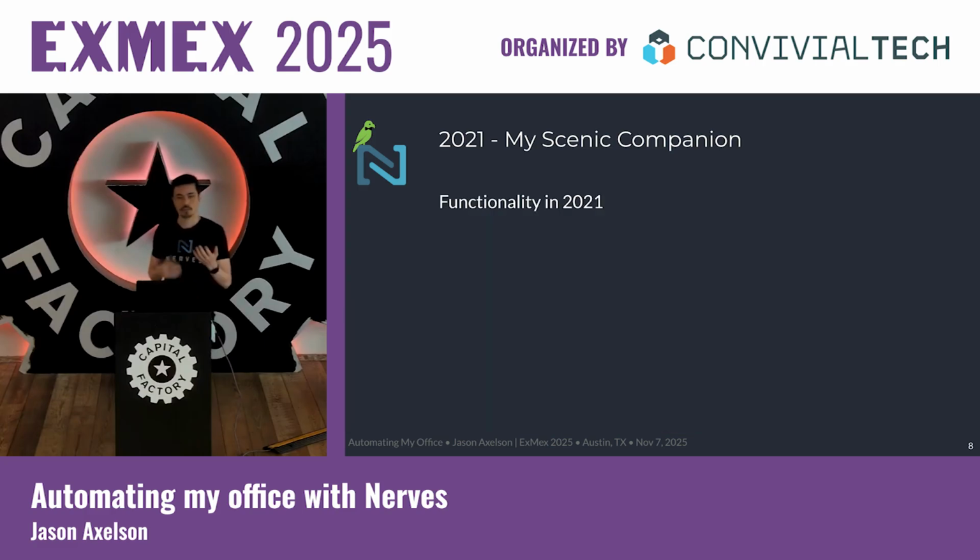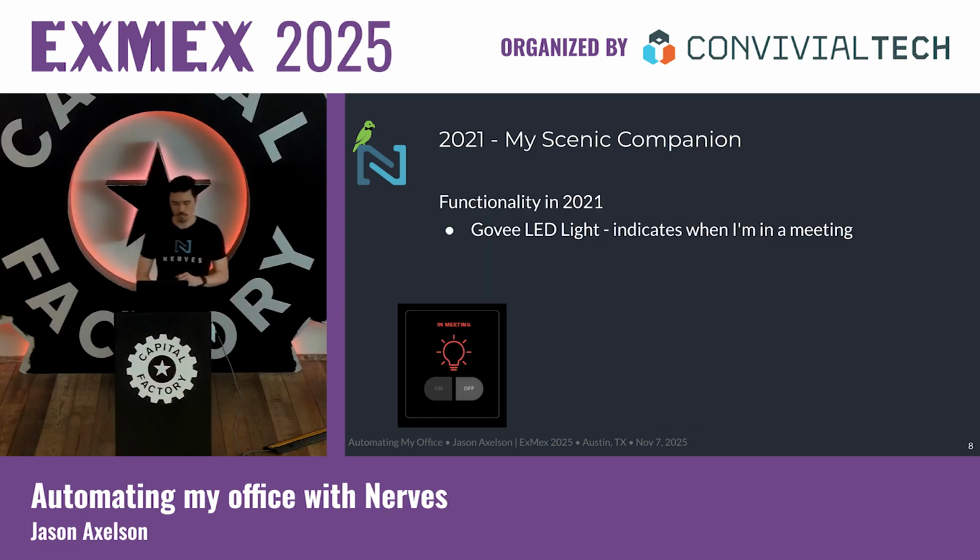At that time, it had 3 main pieces of functionality. It had a Govee LED light, which I connect to over Bluetooth, and you can see the Scenic interface in the bottom here. And I would use this to indicate to my coworker, which is also known as my wife, when I was in a meeting or not, because it wasn't always obvious.